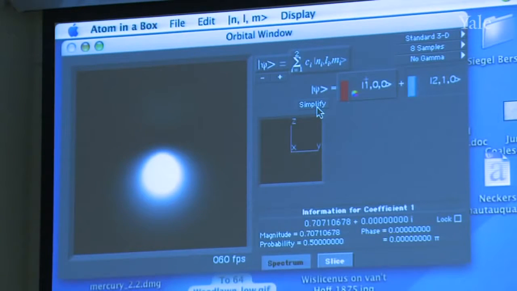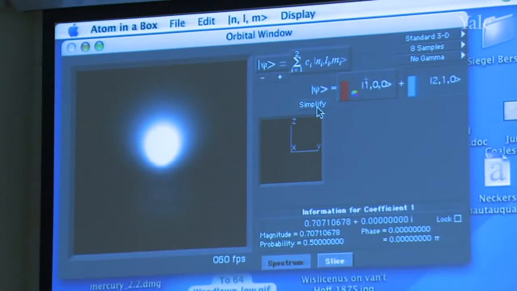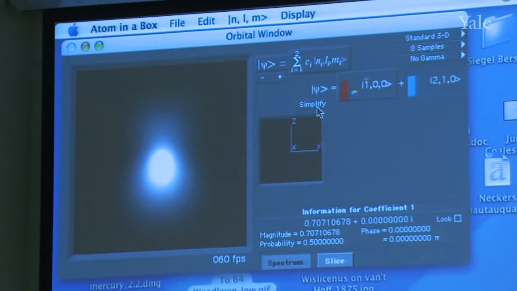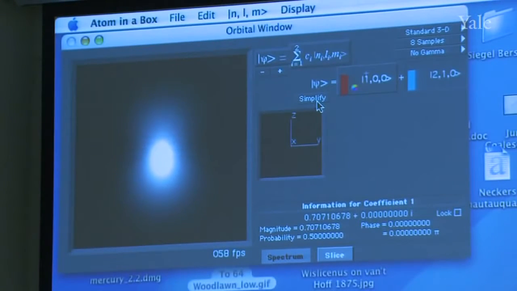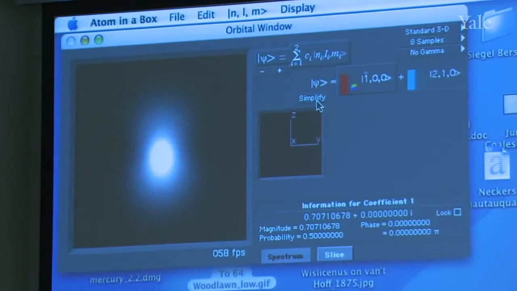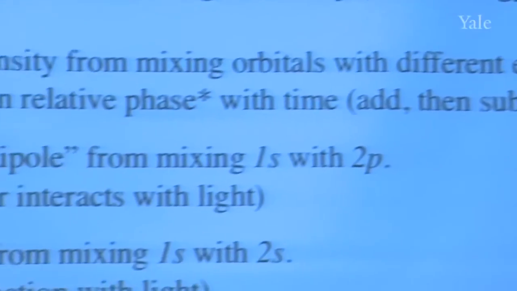But anyhow, when you have the electron shifting up and down like that, it's like an antenna. It gives off light. In fact, it can absorb light too. Antennas can either transmit or receive. So that's what allows electrons in atoms to interact with light as an oscillating dipole. Okay? You can also do breathing by mixing 1s with 2s, but that doesn't interact with light because it doesn't generate a dipole, and I'm going to illustrate that.